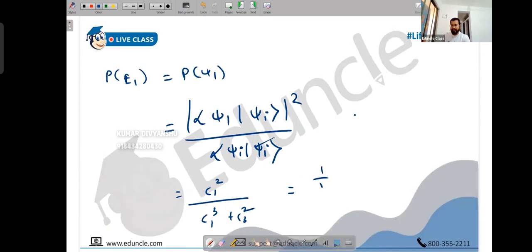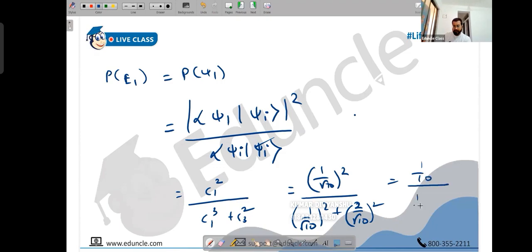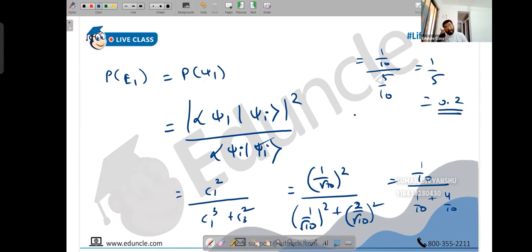Let's calculate. So we have 1/10 upon 1/10 plus 4/10, which is 1/10 upon 5/10. The 10 gets cancelled, so 1/5, or the probability is 0.2. Got it? That is the probability of having this energy eigenvalue recorded after the measurement.